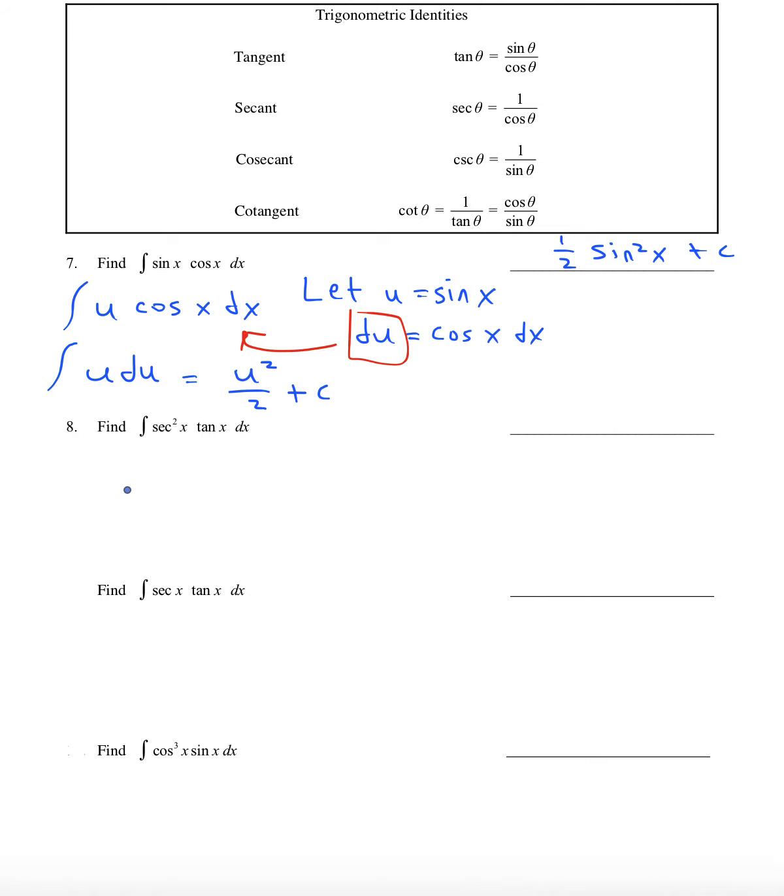Down here, secant squared of x is the derivative of tan x. So it would be good to let u equal tan x. Du would then be found to be secant squared x dx. We can replace tan x with a u, and we'll also replace the secant squared x dx with du.